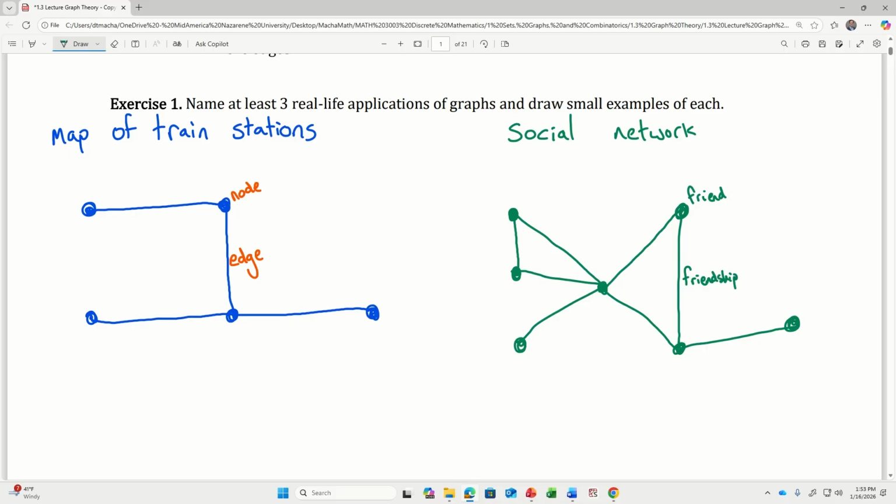Carter, what's another distinct idea that could be represented as a graph? Graphs are all over the place. You just gotta think hard enough.